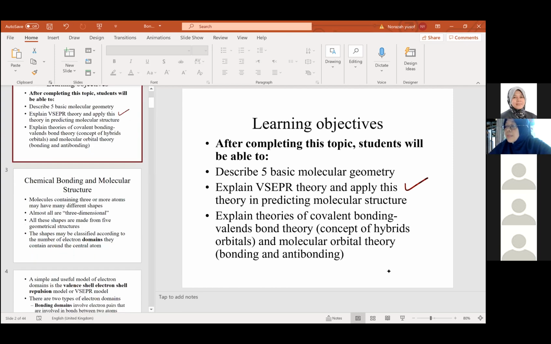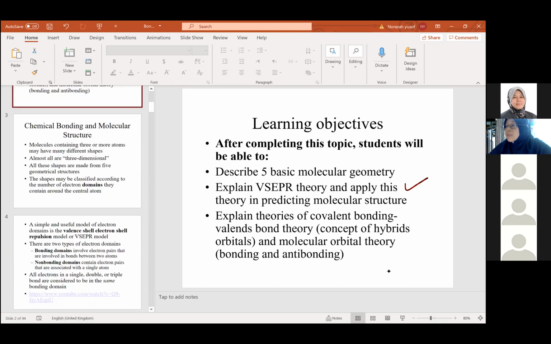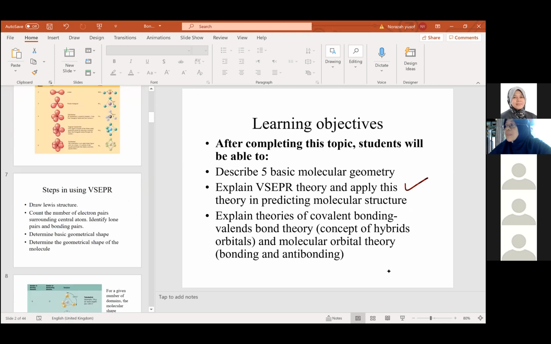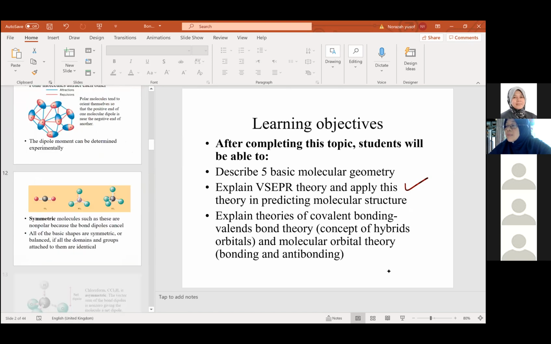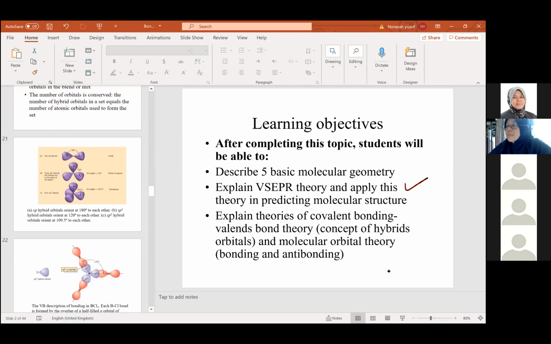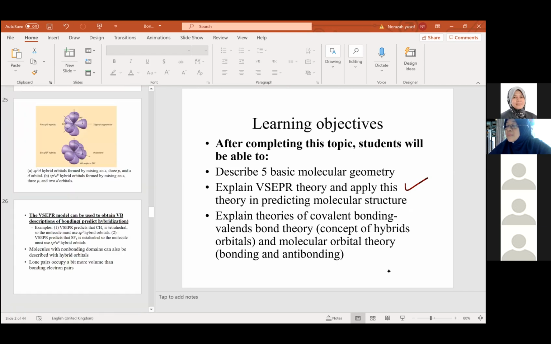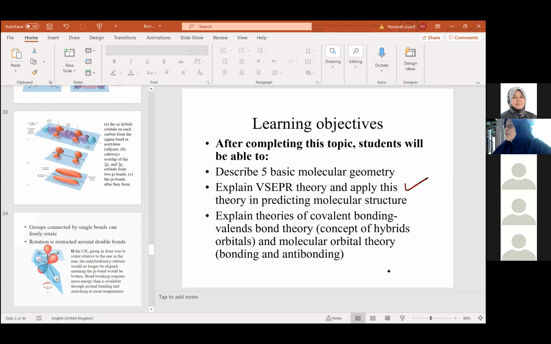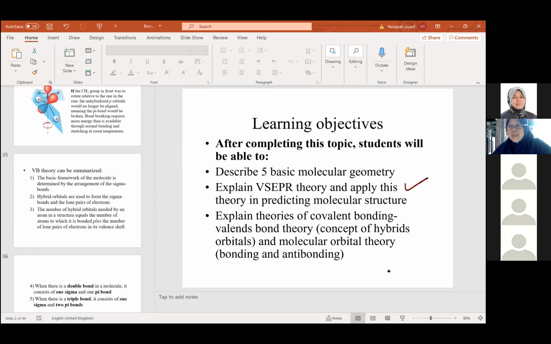And then the rest are, of course, this one: valence bond theory and molecular orbital theory, okay? Let me just highlight: VSEPR, Lewis structure, ionic bond. So very important. Okay, any question on this?